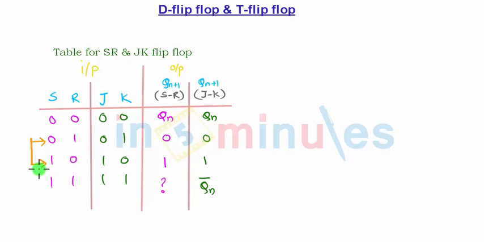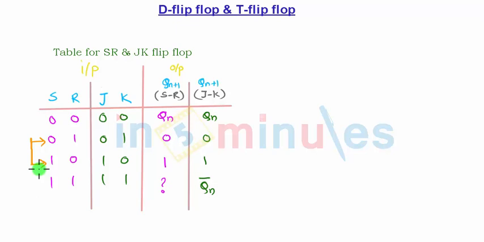But if you see the output, then the output is following the S bit or the J bit, you can say. When S bit is 0, output is 0. When J bit is 0, output is 0. When S and J both bits are 1 in both of the flip-flops, then also output is 1. Means somehow the output is following the input.